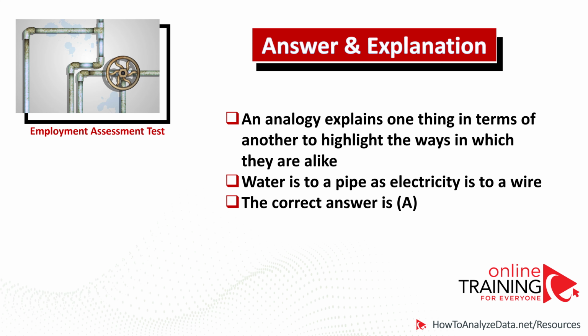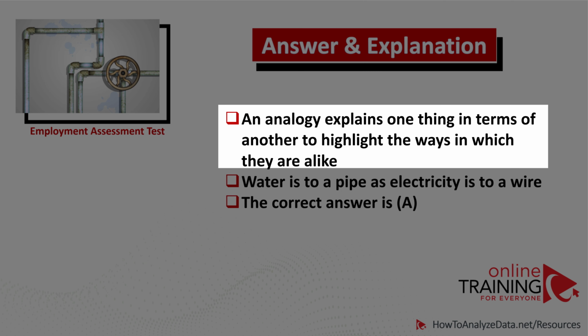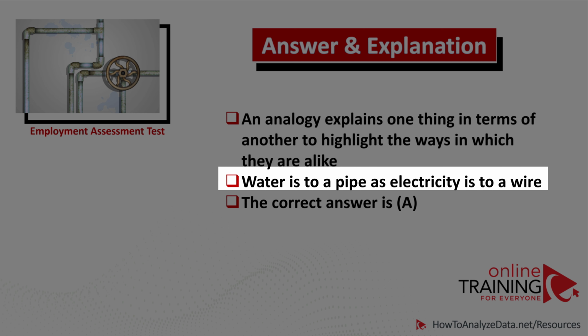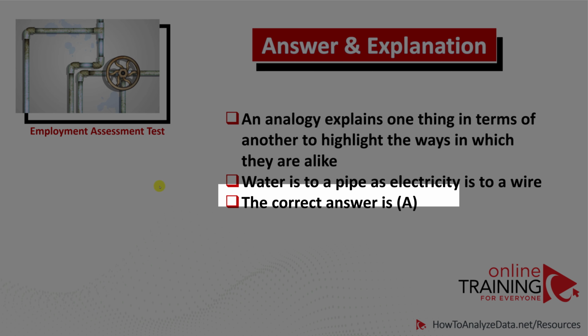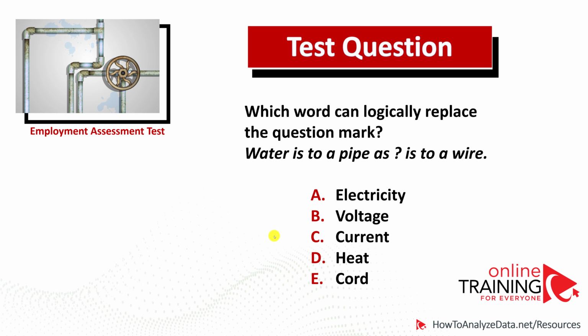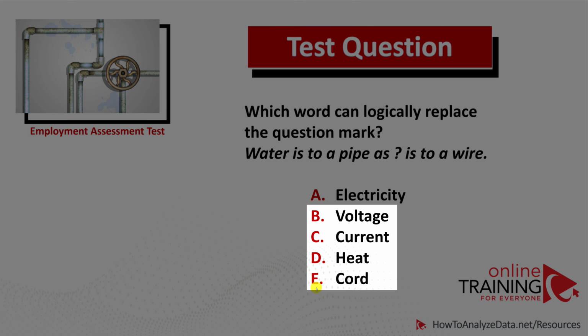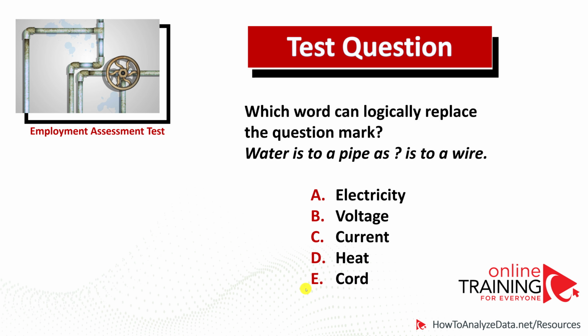In logical terms, this question asks you to explain the things in terms of another and to highlight the ways in which they are alike. Water is to a pipe as electricity is to a wire, so the correct answer here is choice A. If you look at choices B to E, you see that they're incorrect choices because they do not provide such an explanation. Hopefully you've nailed this question.